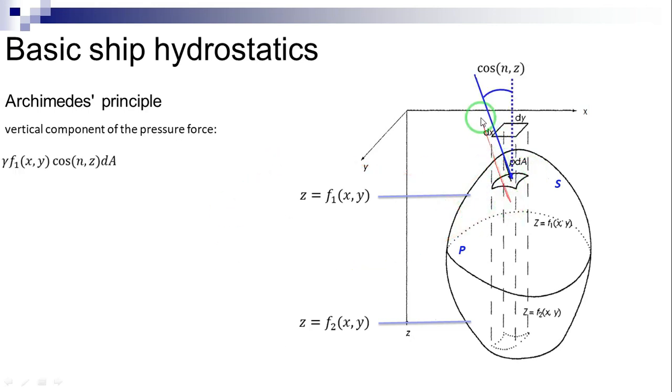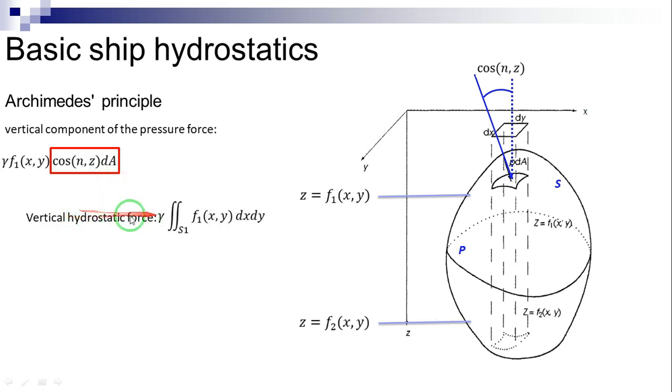If the cosine of the angle between N and the vertical axis is cosine of N and Z, the vertical component of the pressure force on dA equals this equation, as the cosine times dA is the projection of dA on a horizontal plane, that is dx times dy. We conclude that the vertical hydrostatic force on S1 is equal to this equation.